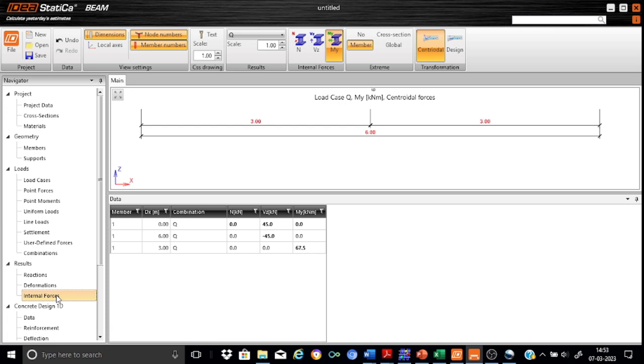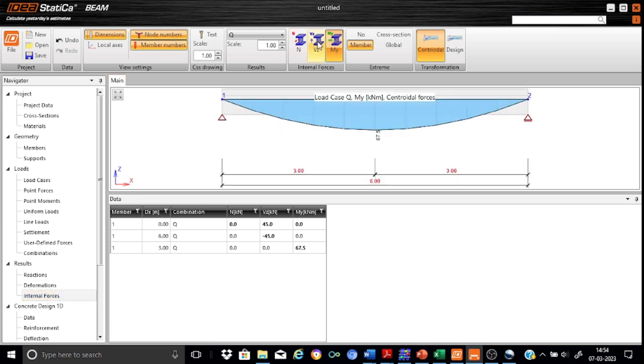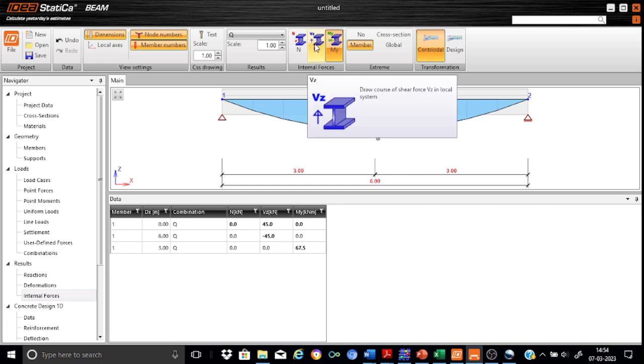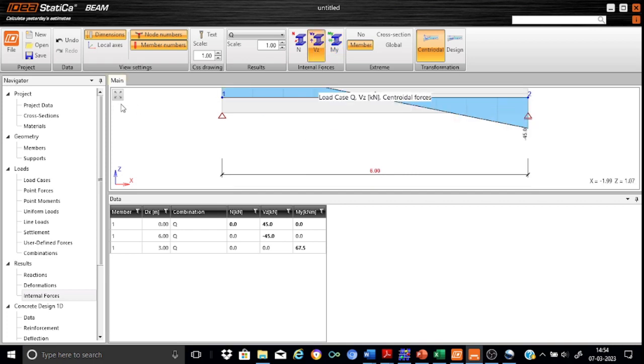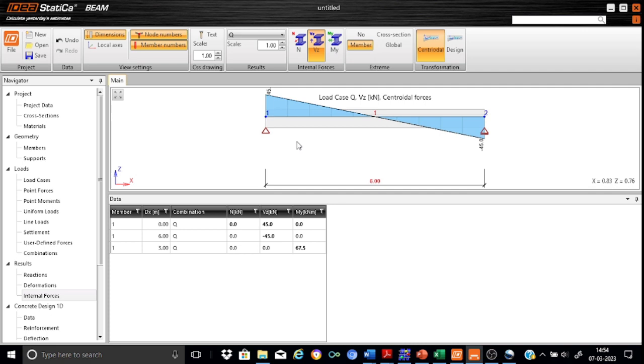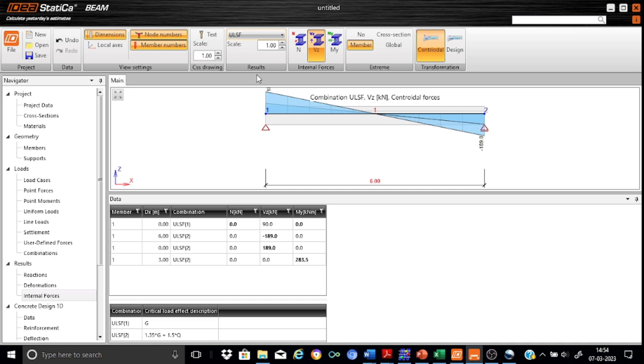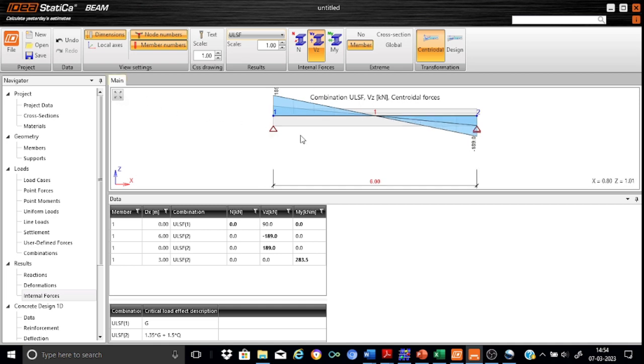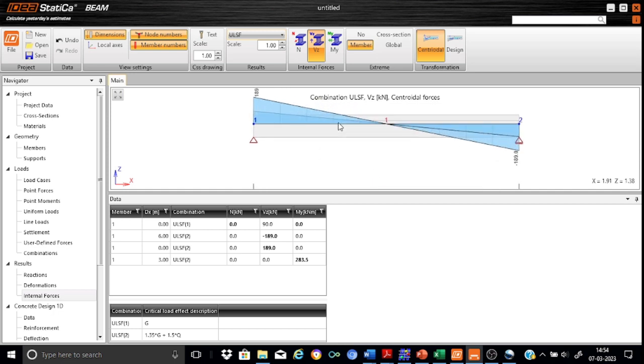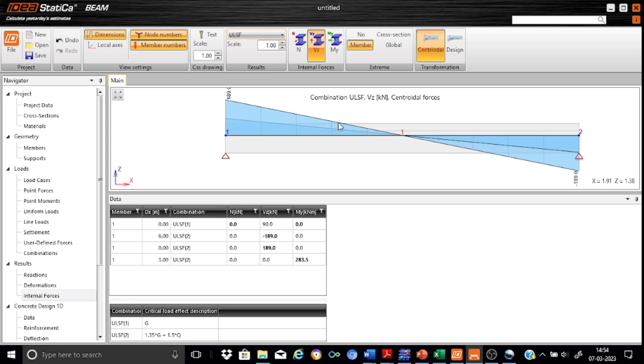Let us quickly proceed to the internal forces. In the internal forces, we need to see basically the shear force. So you can check the shear force over here, Vz. As usual for the ULS, suppose that you are interested in the ultimate limit state, you can see that it has provided the values. If you want to read it, the maximum shear force is 189 kilonewton.